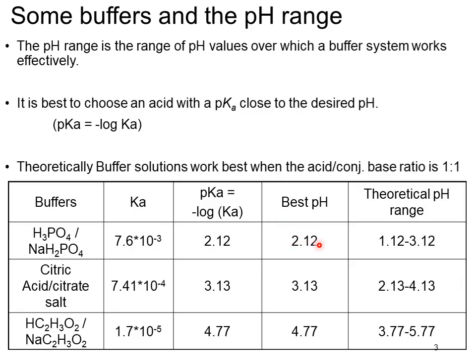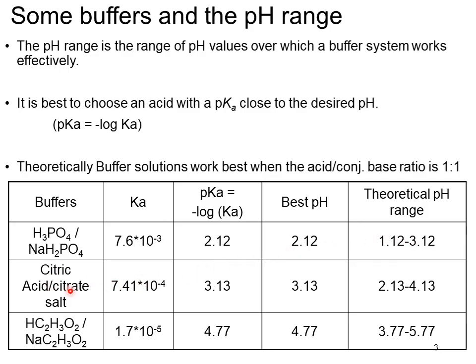Now, theoretically, you can buffer with that buffer anything within a 1-range pH. Generally, it's better to be within half a pH, so somewhere between 1.62 and 2.62. Theoretically, you can go out a whole pH range, but the buffer is going to get weaker as you get out to those far ends. I'll show you what I mean here in a chapter.